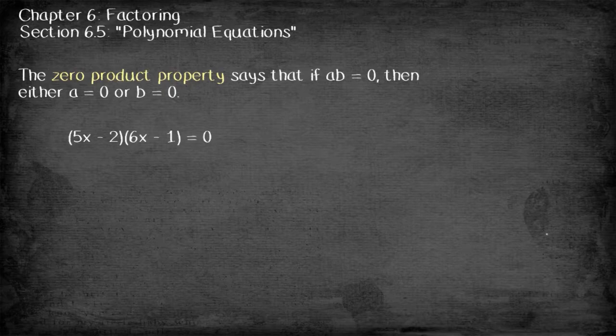Let's look at, for example, this guy here, 5x minus 2 times the quantity 6x minus 1 equals 0. So here we have two factors being multiplied to give us 0. What this means is that if either of these two quantities is equal to 0, then the entire product is equal to 0. So to solve this equation, which is, remember, finding a value of x to make it true, I am going to set both of these individual factors equal to 0.